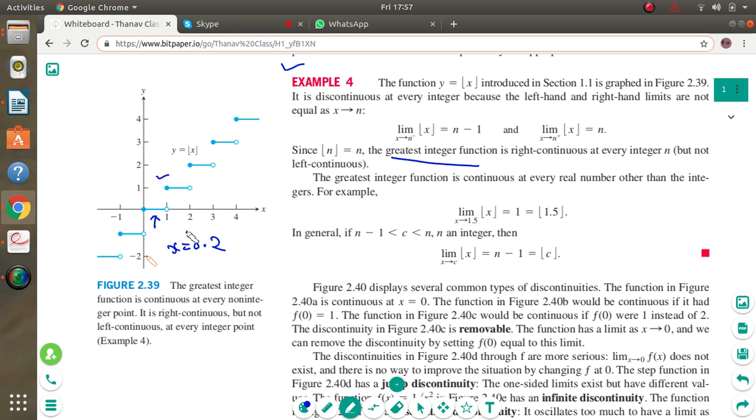No, it's the opposite here. Because the greatest integer function is the opposite. At 0.5, the value will be 0 only. At 1.5, the value will be 1 only. At 2.5, the value will be 2 only.